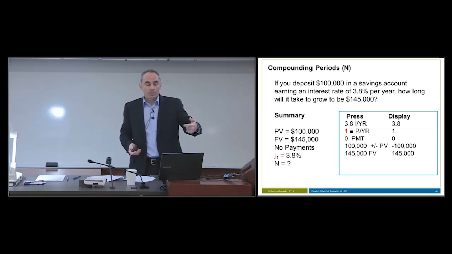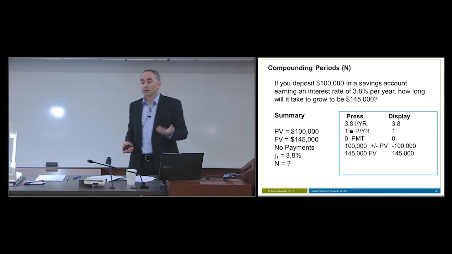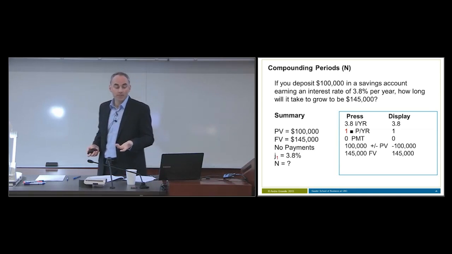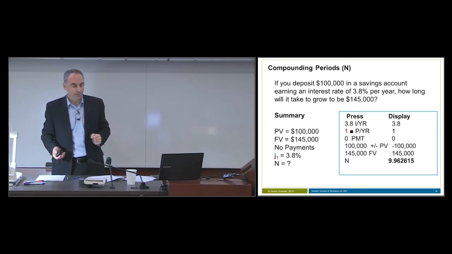And we've got 1, 2, 3, 4, 5 pieces of information. So we've got all 5. So the only thing left is to calculate the 6th piece of information, which is N. So we hit N, and we get 9.962615.